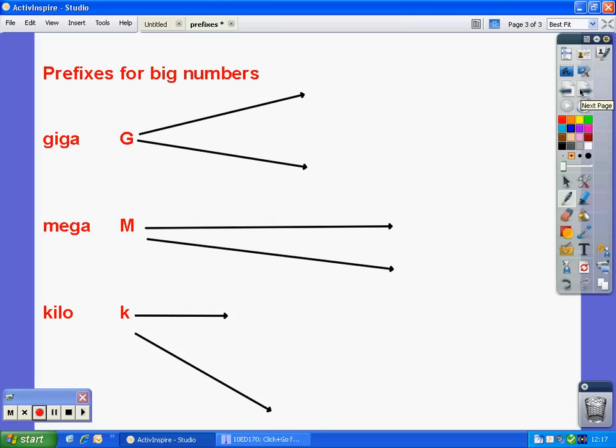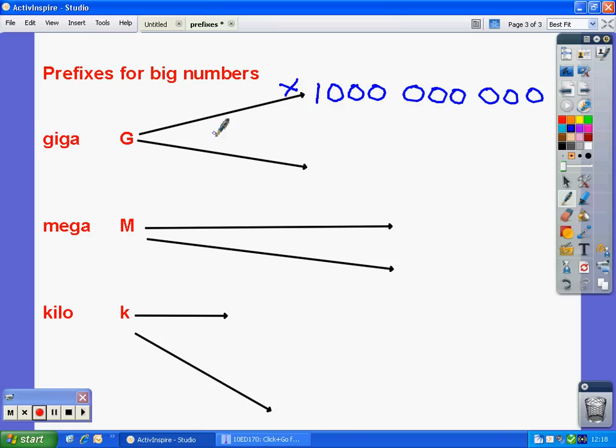We also have prefixes for very large numbers. We're beginning to see the term giga and mega more often, particularly relating to computer memory. The prefix giga means that the value is multiplied by 1,000 million. So if you want to turn giga into its original unit, you multiply by 1,000 million.